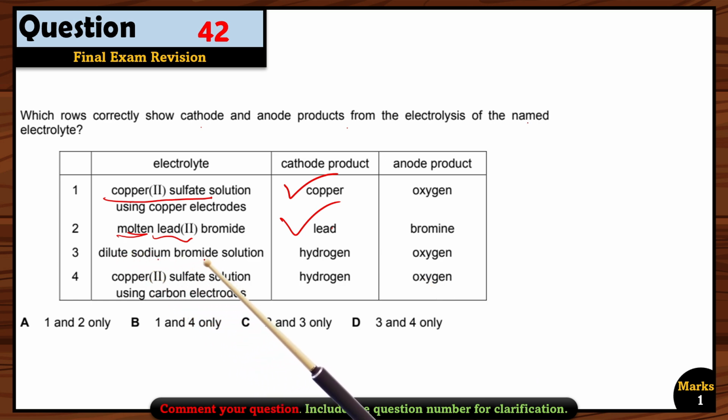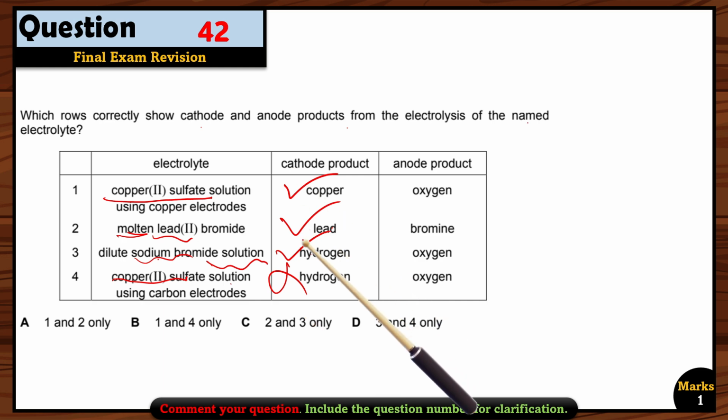Dilute sodium bromide solution. Solution, you will always get hydrogen. That's right. Copper sulfate solution. Again, we have copper. So even if it's a solution, with copper you will never get hydrogen. You will only get copper, right? So this option is wrong. Now we are left with three options.